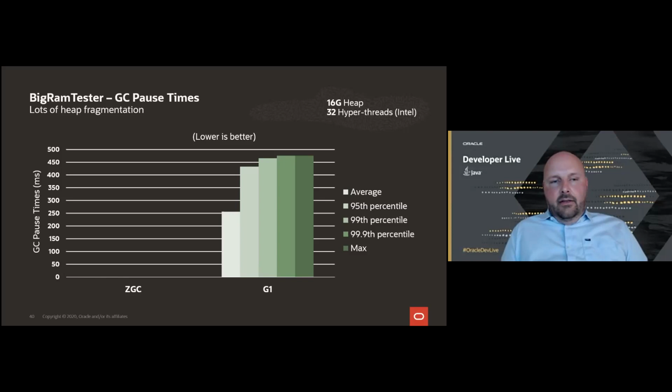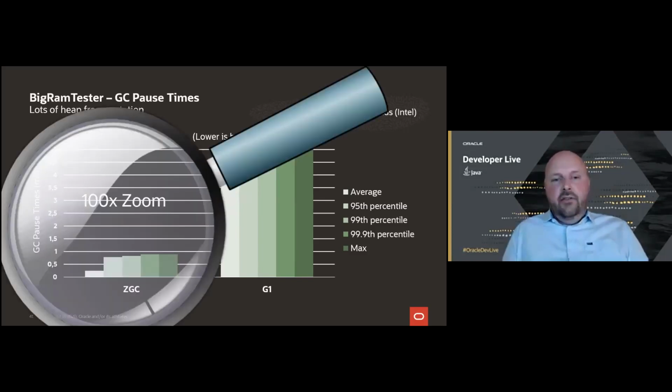And again, I need to change the scale and zoom in by a factor of 100 to see the ZGC pause times. We can see that on average, the ZGC pause time is roughly 0.2 milliseconds and max slightly below 1 millisecond.